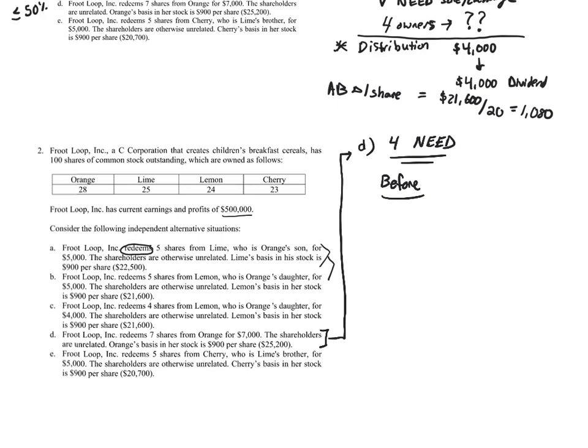So in D, we're told that the corporation redeemed 7 shares from Orange. All the shareholders are unrelated, so we don't have to worry about indirect and direct ownership like we did before in A through C. And we're also told the basis Orange has. So all we're doing here is a simple, okay, Orange owns 28 before, out of 100, 28%. After Orange has 7 shares redeemed, so 21 out of 93.